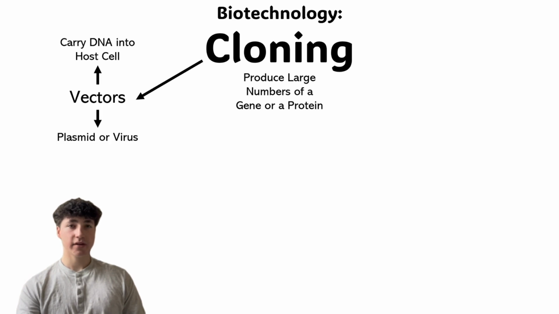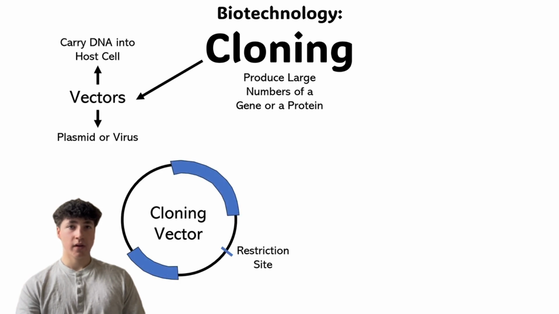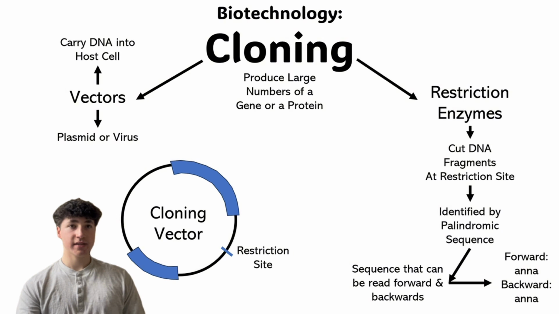Vectors. So vectors are a DNA molecule. They are often a plasmid or virus that is used as a vehicle to carry a particular DNA segment into a host cell as part of a cloning or recombinant DNA technique. Restriction enzymes. So these are enzymes that will cut DNA into fragments. They will cut DNA at recognition sites, which will be identified by a palindromic sequence. A palindromic sequence is a sequence of letters that can be read forward and backward and display the same thing.